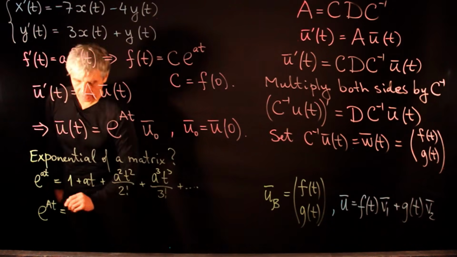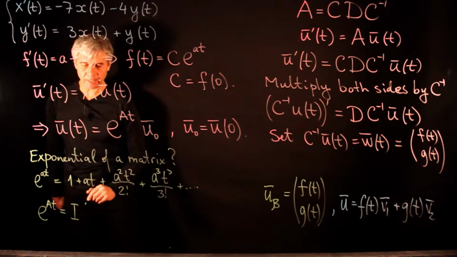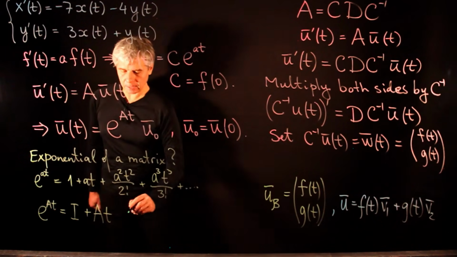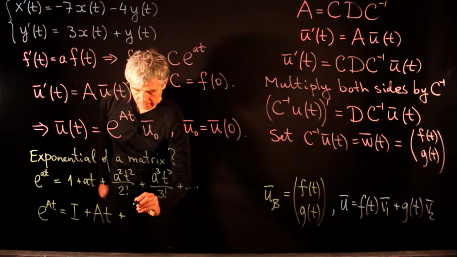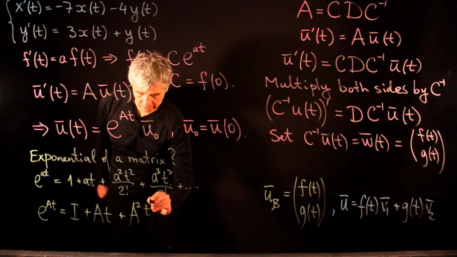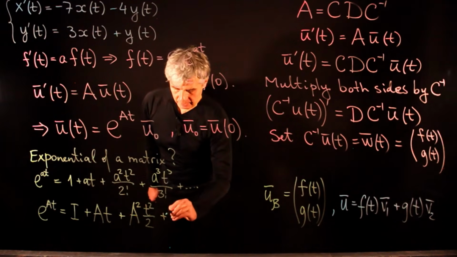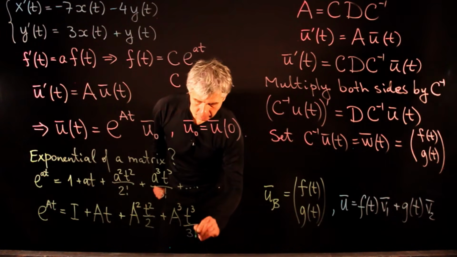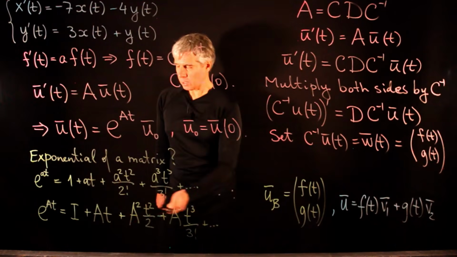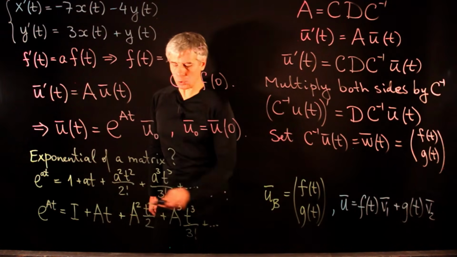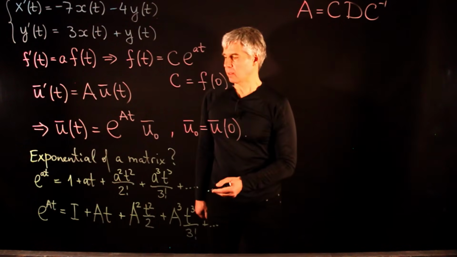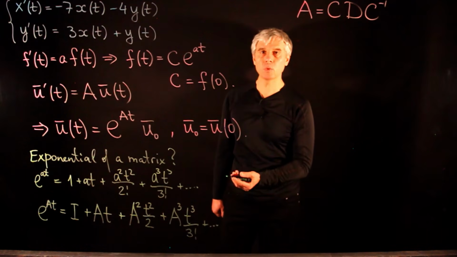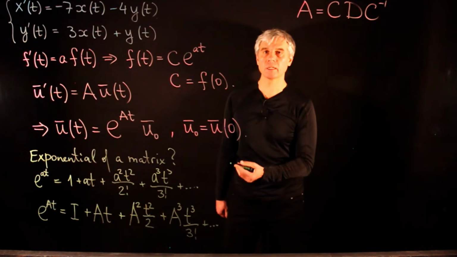e to the at is equal to, well, instead of 1 we should write the identity matrix, plus matrix A times scalar parameter t, plus matrix A squared times t squared over 2, plus the cube of a matrix A times t cubed over 3 factorial, and so on. It turns out that this series of matrices will converge for any value of t. Well, one way is defining an exponential, and another thing is computing the exponential of a matrix for practical purposes.